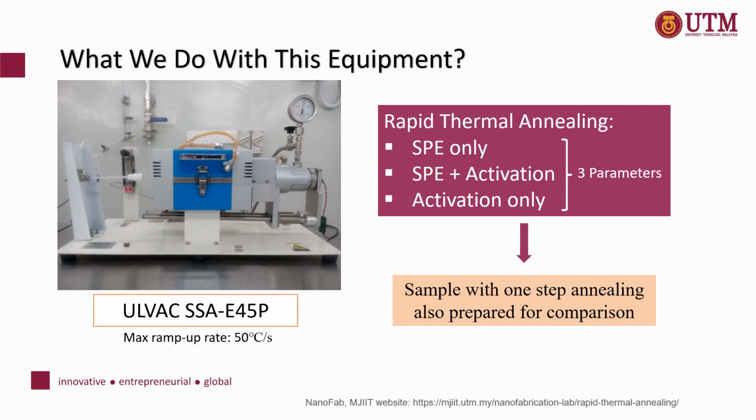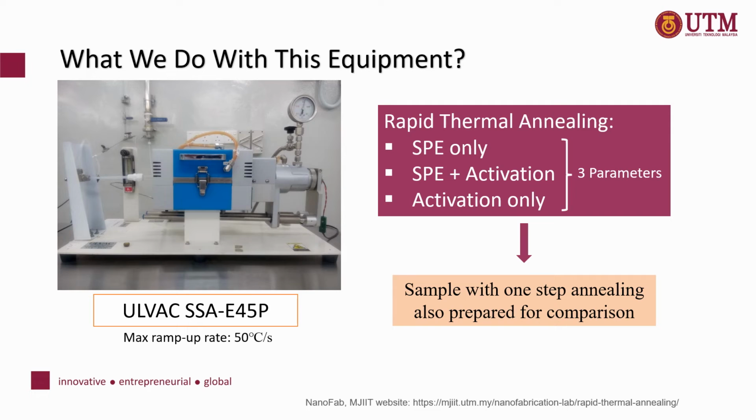What do we do with this equipment? This equipment is for rapid thermal annealing. As its name suggests, it can ramp up to a high temperature in a short time. The maximum ramp up rate for this equipment is 50 degrees Celsius per second. Rapid thermal annealing is used for the thermal process of semiconductors.